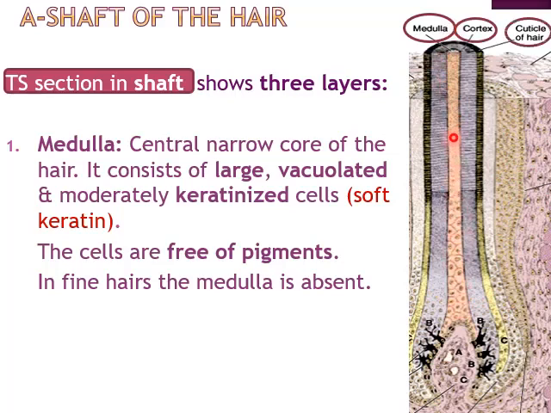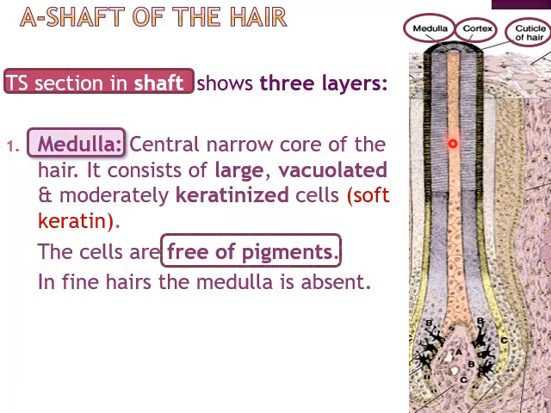This is the medulla. It is a narrow core of the hair formed of large vacuolated cells, moderately keratinized, containing soft keratin. This layer is free of pigment, and it is present only in the thick hair. It is absent in the fine hair.